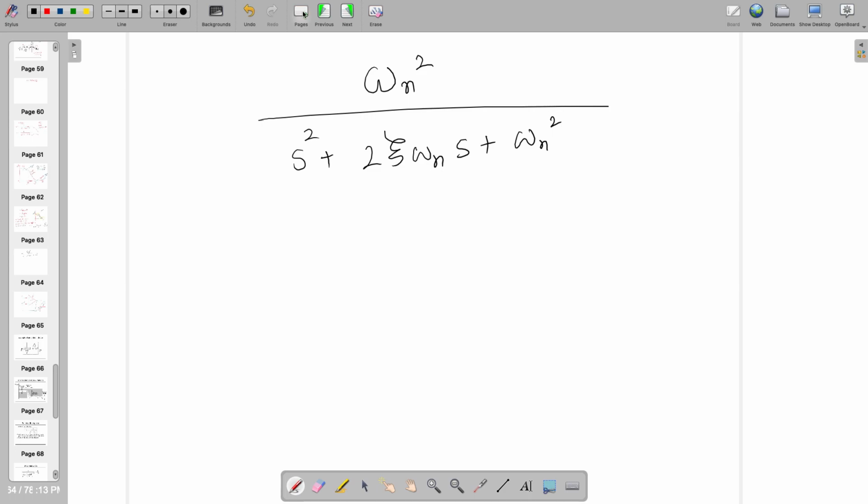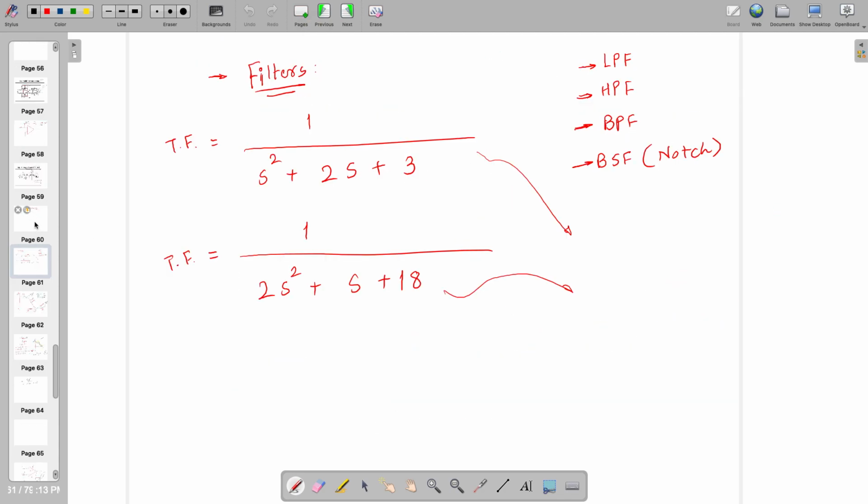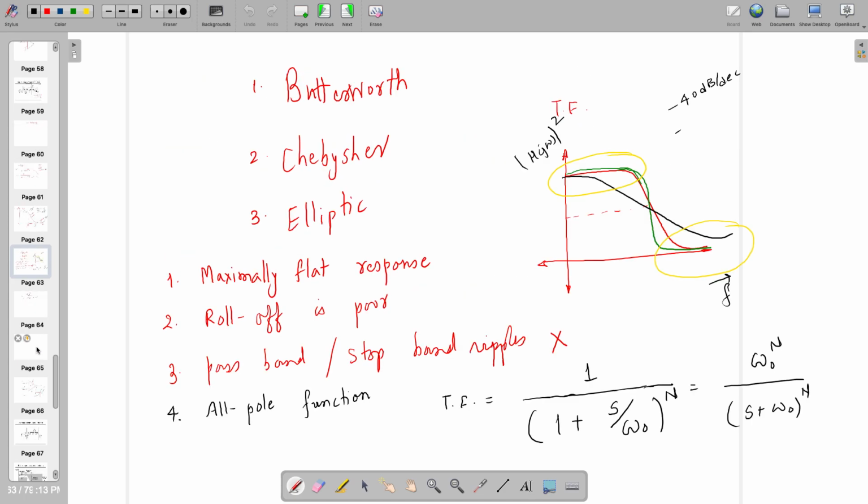So what Butterworth told us is that whenever you have to design a system which is going to have the following characteristic, that you want maximally flat response in pass band and stop band, even though roll off is poor, it's okay, fine. And if you want just an all pole function, then use my approximation.